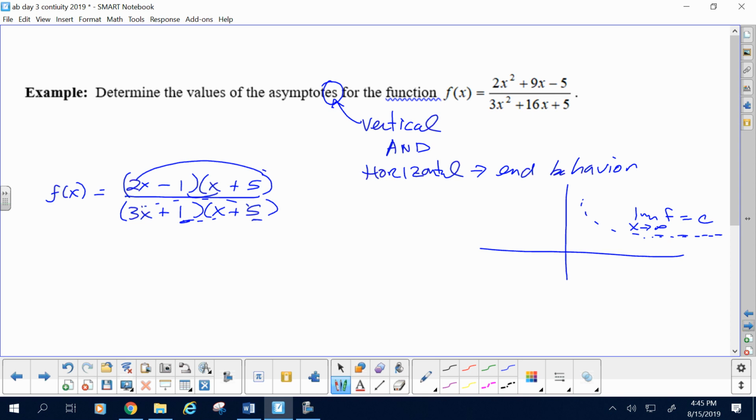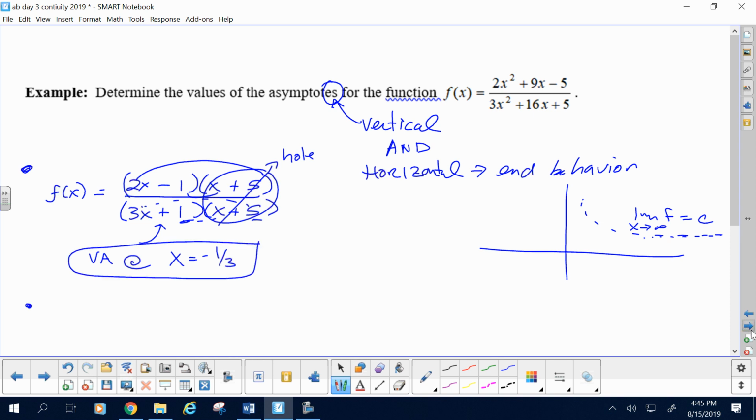x equals -5, that is a hole. And in this case, that doesn't even help me because they don't ask about any removable discontinuity, so I guess I can blow that off. But this is not a common factor, and therefore there's a vertical asymptote at x equals -1/3. You have a vertical asymptote. All right, so that's part one. The vertical asymptote answer is done.